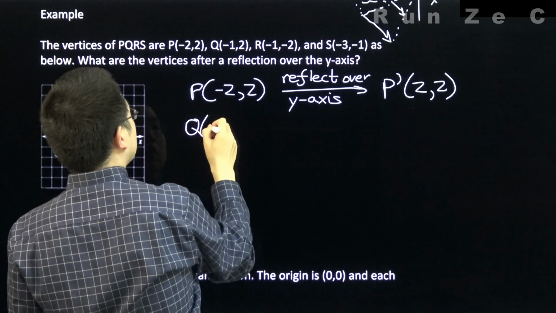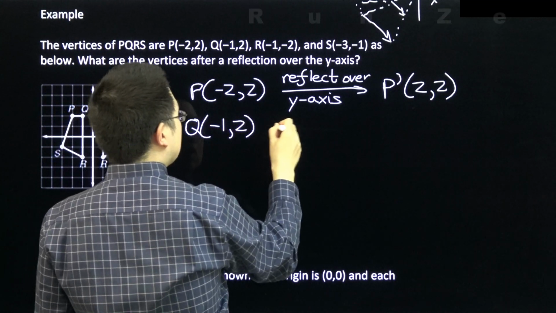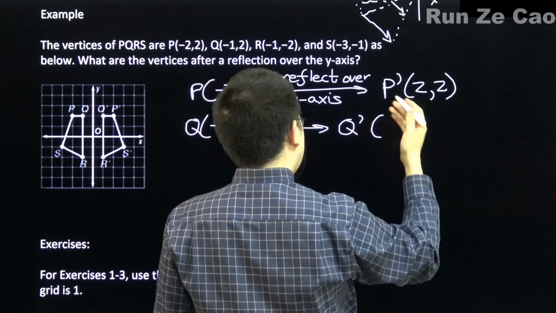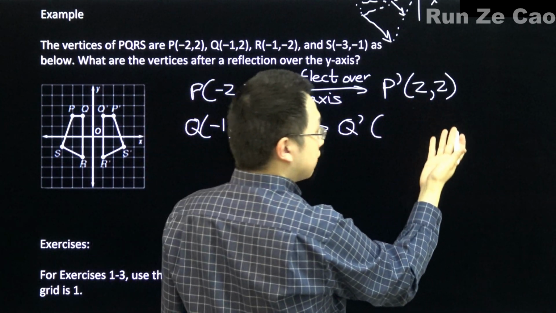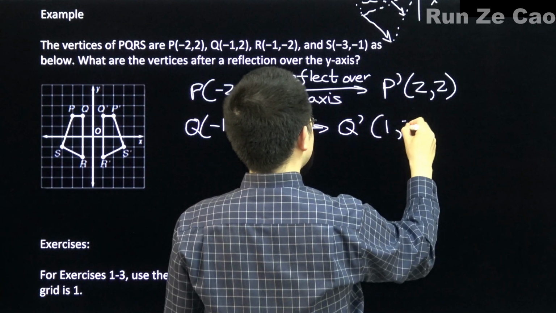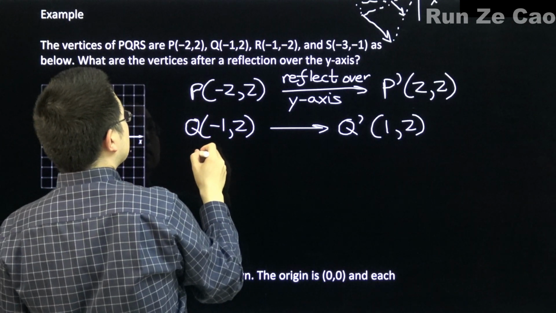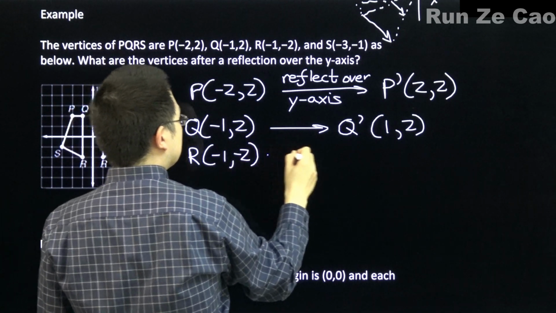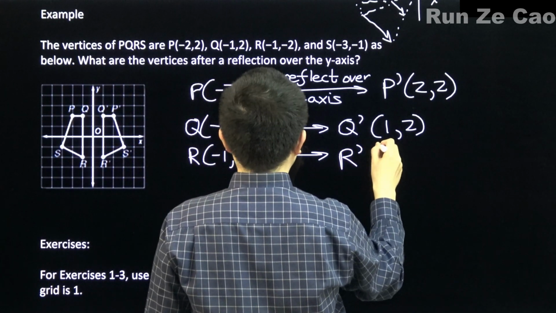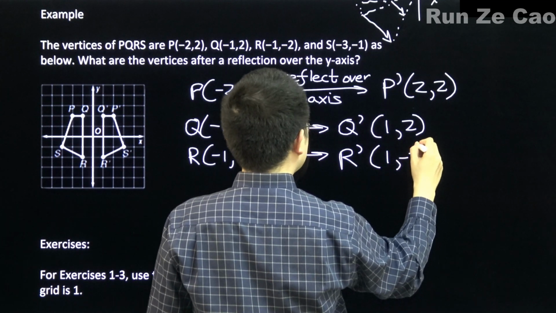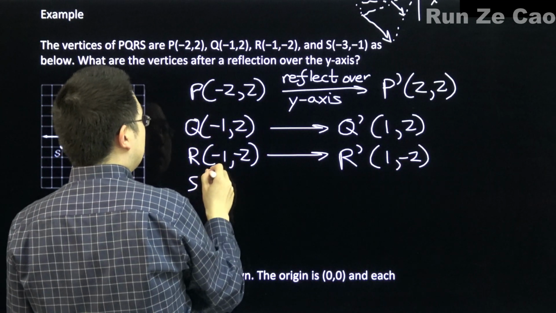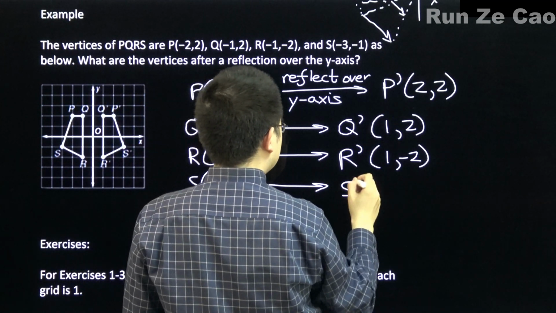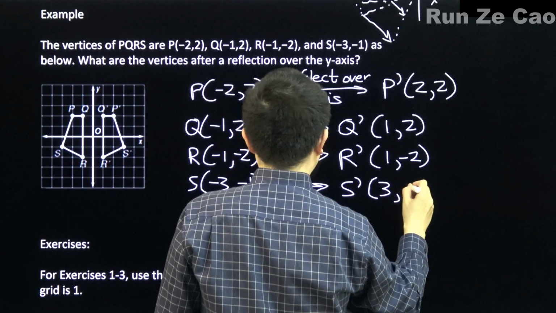Q, negative 1, 2, gives us Q prime, and the x-coordinate inverts, so 1, 2. R, negative 1, negative 2, R prime is going to be 1, negative 2. S, negative 3, negative 1, gives rise to S prime, which is 3 and negative 1.